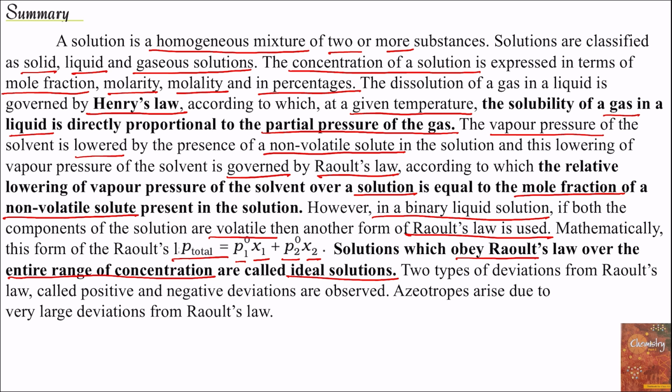Two types of deviation from Raoult's law. One is positive deviation and another one is negative deviation. Azeotropes arise due to very large deviation from Raoult's law.